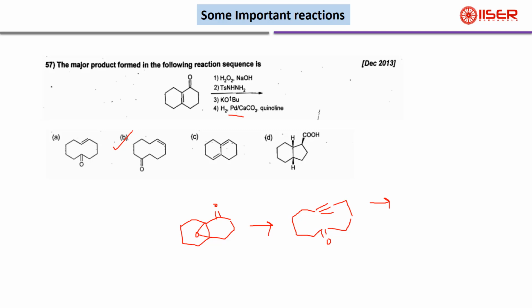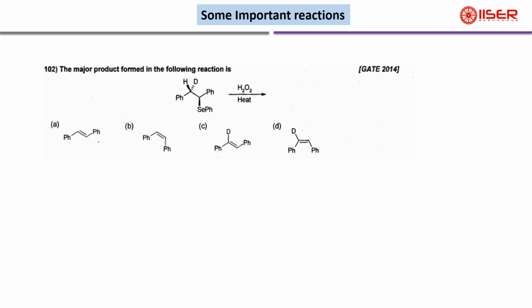Instead of Lindlar catalyst, if Birch reduction reducing agent is given, like lithium ammonia, then the product would be this one. But as Lindlar catalyst is given, it will undergo the syn reduction, that means this one. So just by changing the last reagent, you can change the product. If you add the Birch reduction, it will undergo trans reduction, giving a trans alkene, and if you use the Lindlar catalyst, it will give a cis alkene.